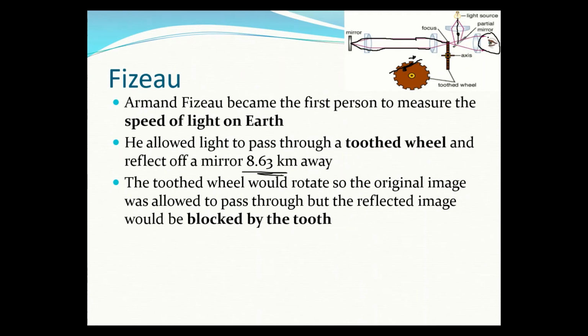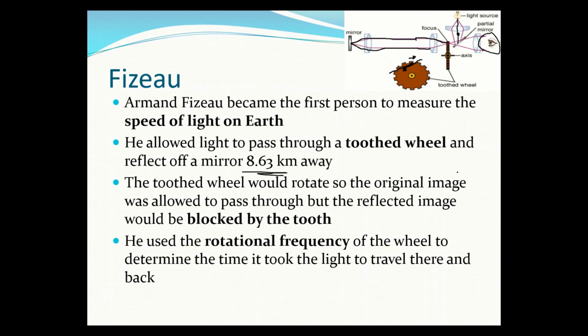That's what he was looking to do. He was looking to block it out perfectly so there's no image. So we used the rotational frequency of the wheel to determine the time it took the light to travel there and back. Okay. So he found that the speed of light was this, which is a little bit closer and a little bit better.